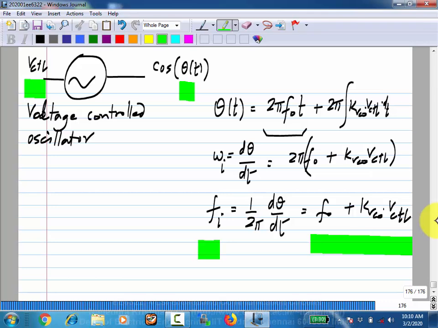Okay. The most important thing is this theta, the phase, right? You shouldn't write it as 2 pi fi times t. This is not correct. Okay. So it is the integral of this. That means that if V control is varying, you will get the time integral of that. Okay. So it is not this times t. Is it okay?